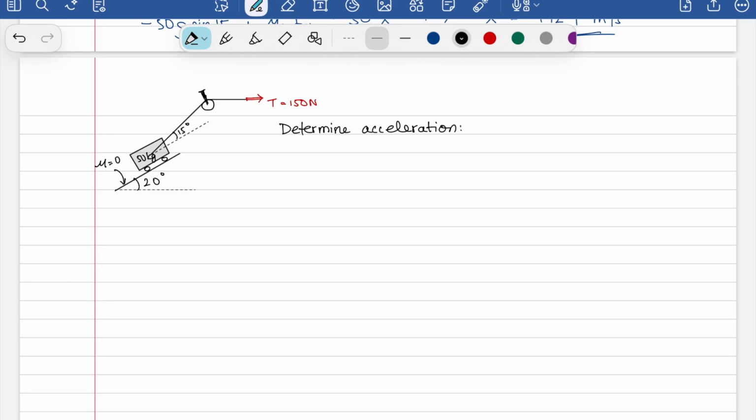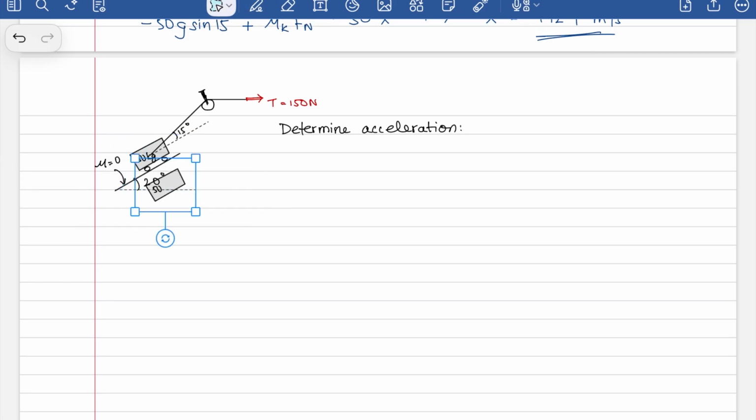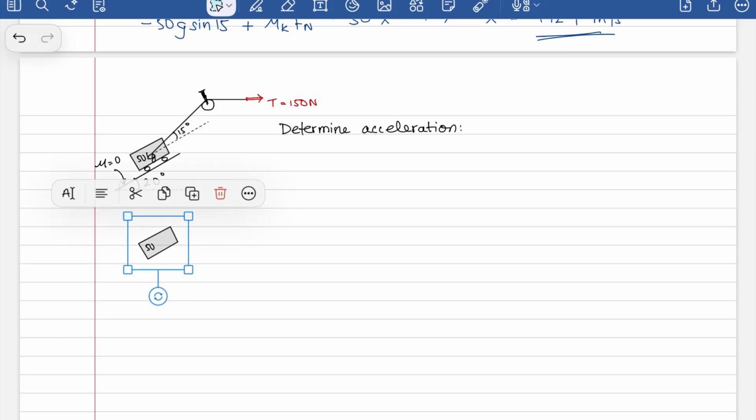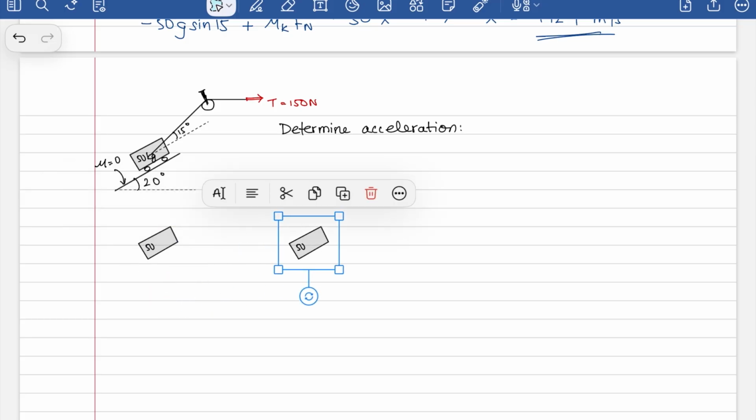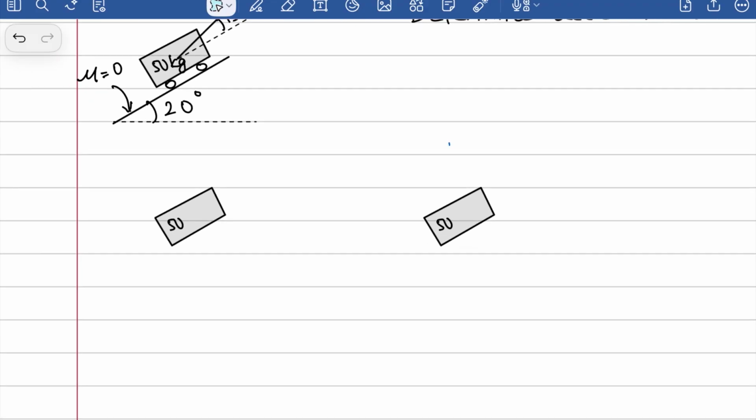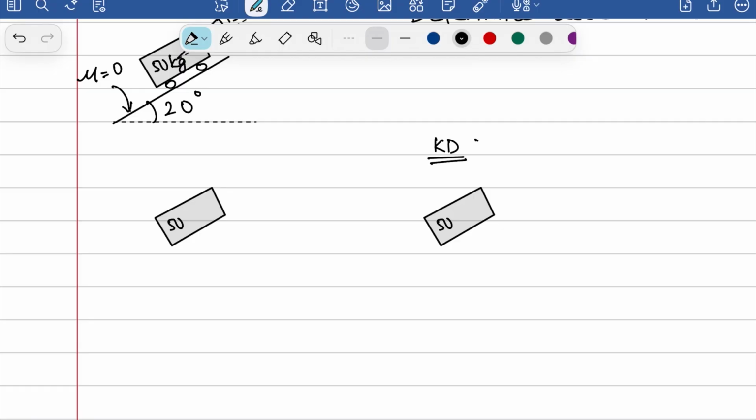Okay, I'm going to try it myself. So I have this block here and the block there. The kinetic diagram. And this here is the free body diagram. What are the forces? You will have 50g sine 20 acting in this direction and 50g cos 20 acting in this direction.